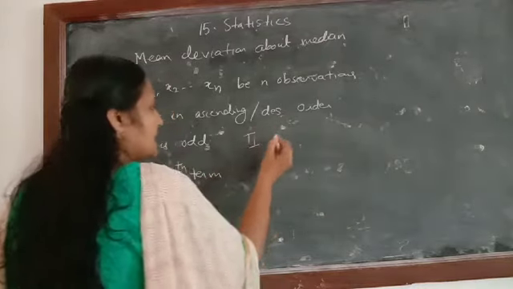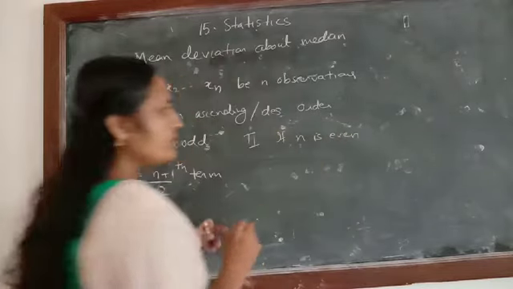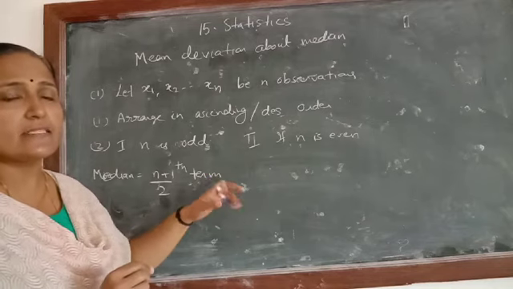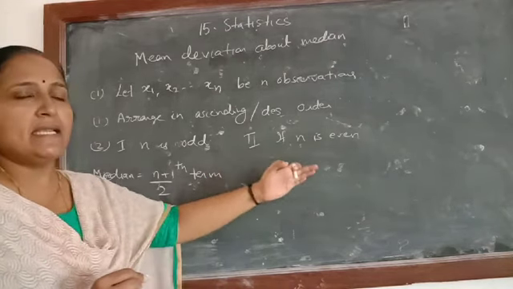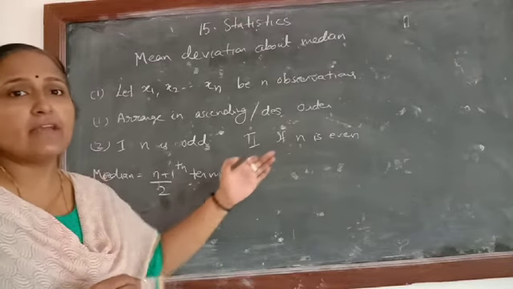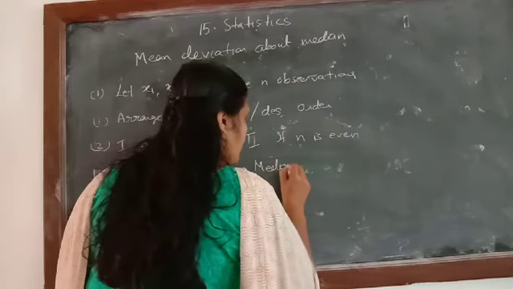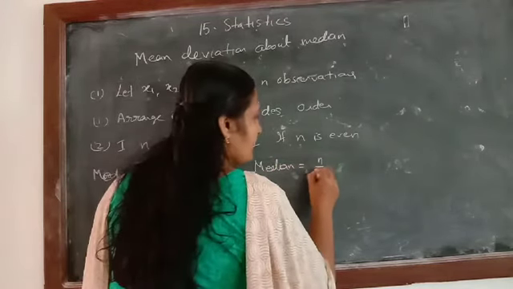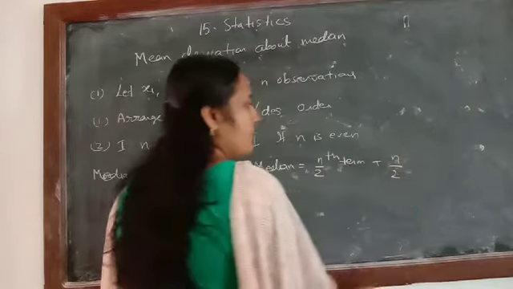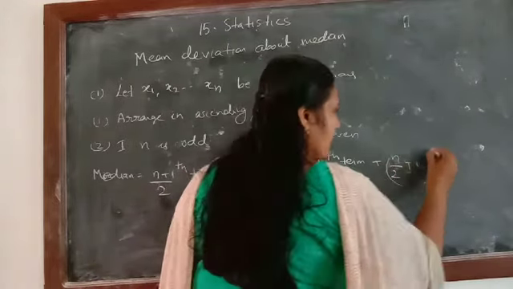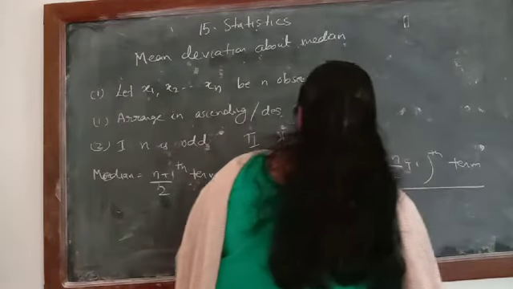Now the second case: if n is even, if the number of observations is even, we will have two middle terms. To calculate the median, we take the average of these two middle terms. So in that case we calculate the median using the formula: n by 2th term plus (n by 2 plus 1)th term, divided by 2.